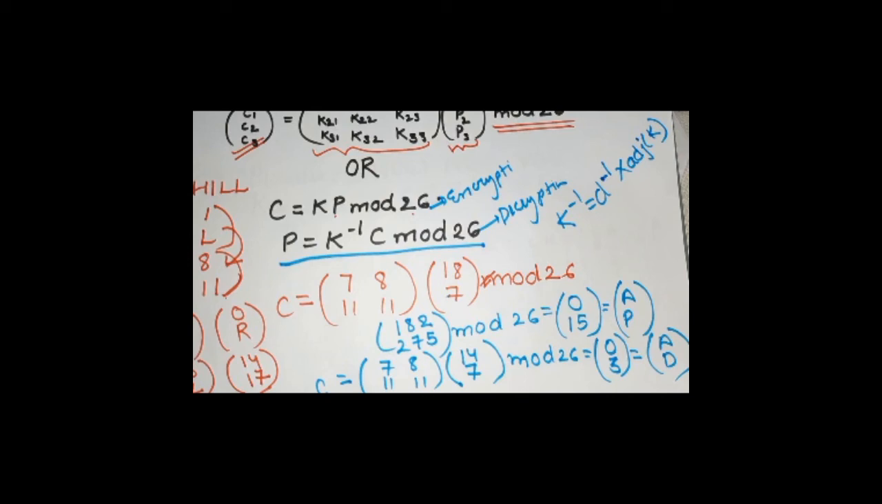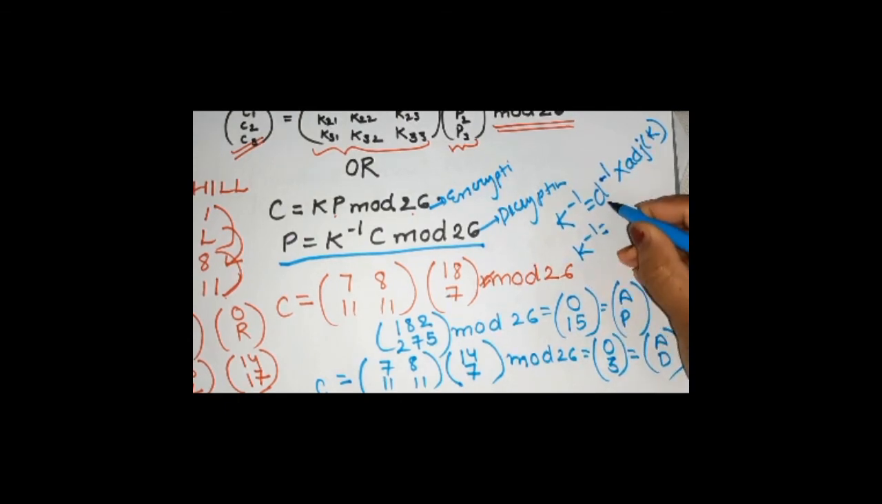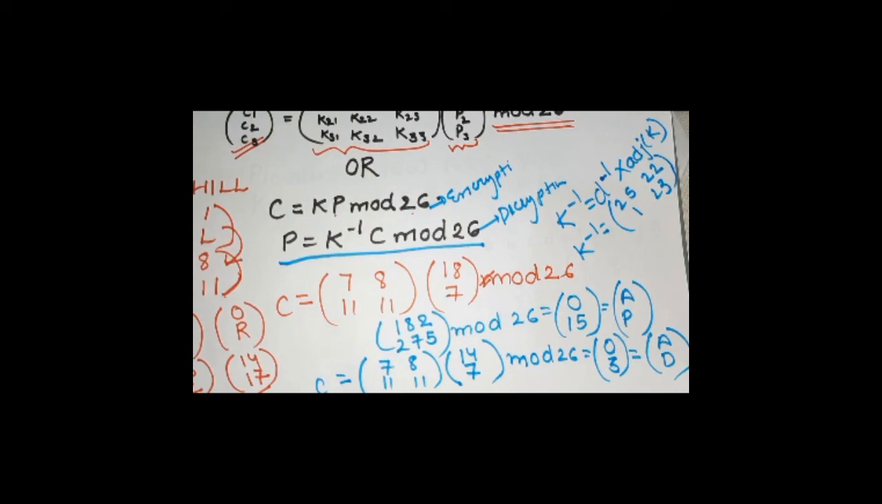Okay, so this is how you find out K inverse. In our case, the value of K inverse is 25, 22, 1 and 23. Please let me know in case you have doubt in finding out inverse of matrices. I'll be making another video for this if you have a problem in this area. So this is how you find out inverse.